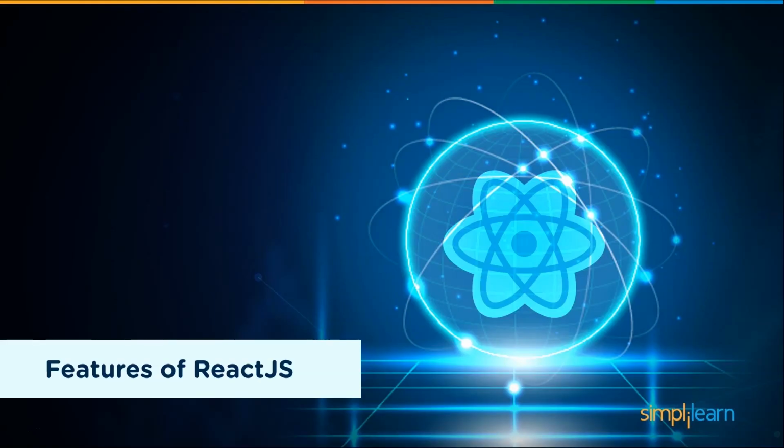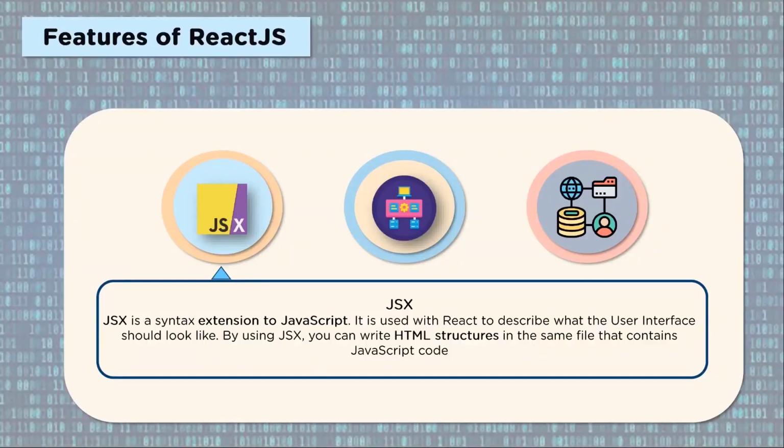Let's explore some of the core features of this technology. The first feature that we're going to speak about focuses on JSX, which is a syntax extension to JavaScript. It is basically used with React to describe what the user interface should look like. So by using JSX, it is now possible to write HTML structures in the same file that also contains the JavaScript code, but still ensuring the right level of segregation between the script and the HTML in order to keep the code legible, maintainable, and flexible to change.